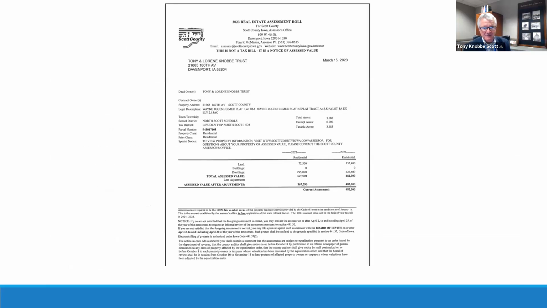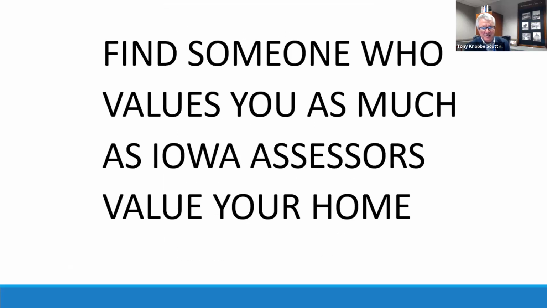All right, so here's that assessment notification that came in the mail. Anyone that owns property in the state of Iowa gets one looking something like this. It says here's how much your residential, in my case, my residential valuation was last year. Here's how much it is this year. Everybody's head goes crazy, and then you start seeing this kind of stuff on Facebook. Find someone who values you as much as the Iowa assessors value your home, right? We heard a lot of this, and there's lots of miscommunication and misunderstanding as to how this works.